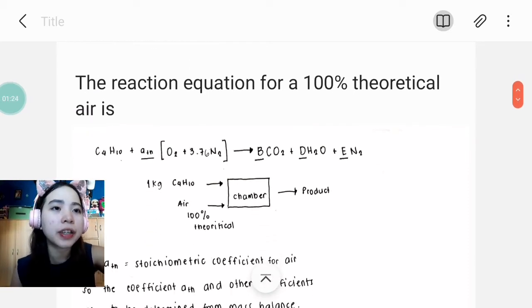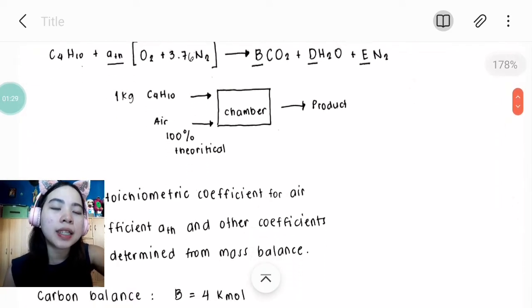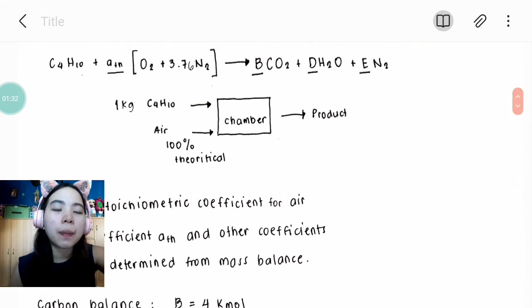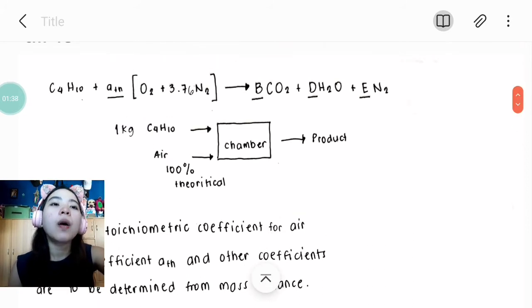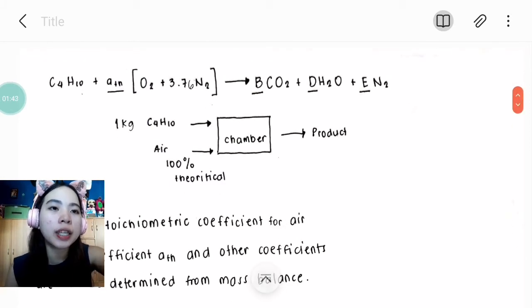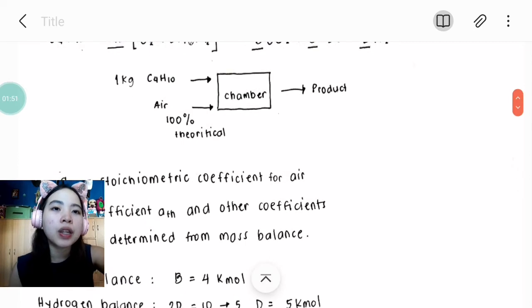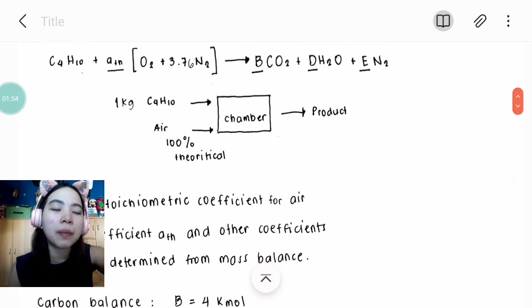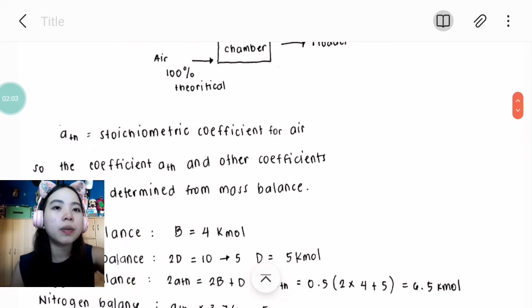The reaction equation for 100% theoretical air is here. The butane plus the stoichiometric air coefficient multiplied by oxygen plus 3.76 of nitrogen will yield B, which is the amount of carbon dioxide, plus D, which is the amount of water, plus A, which is the nitrogen. So in our diagram, I have kilogram of butane, which is the input, together with the air, which is 100% theoretical, and yields the products.